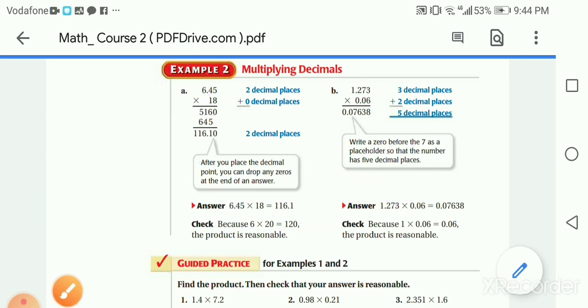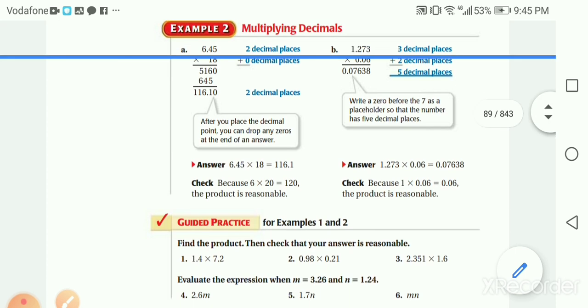0.07638. So don't forget to add a 0 before the 7 as a placeholder, as I now have to have 5 decimal places. Okay, it's a must to have 5 decimal places. If you have 3 and 2, the answer must be 5 decimal places. Okay, my dear students.